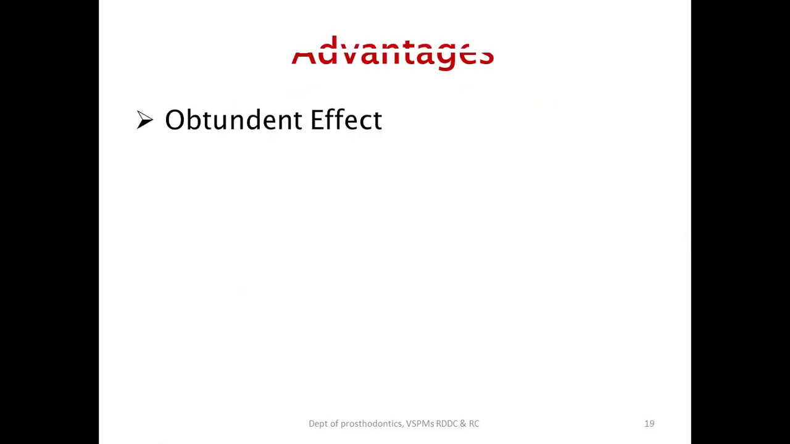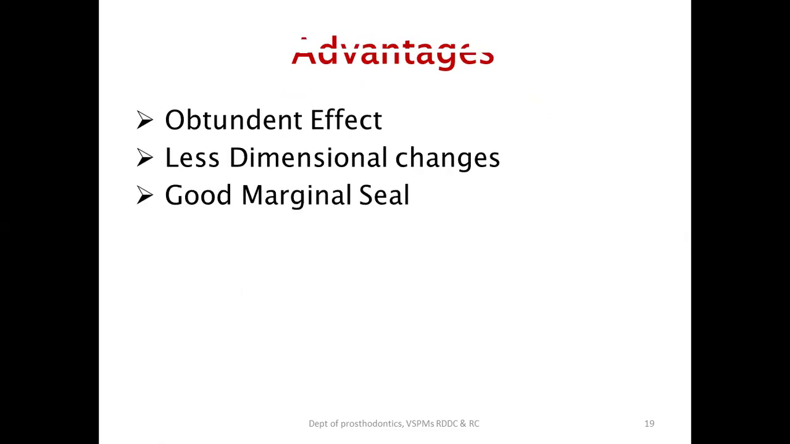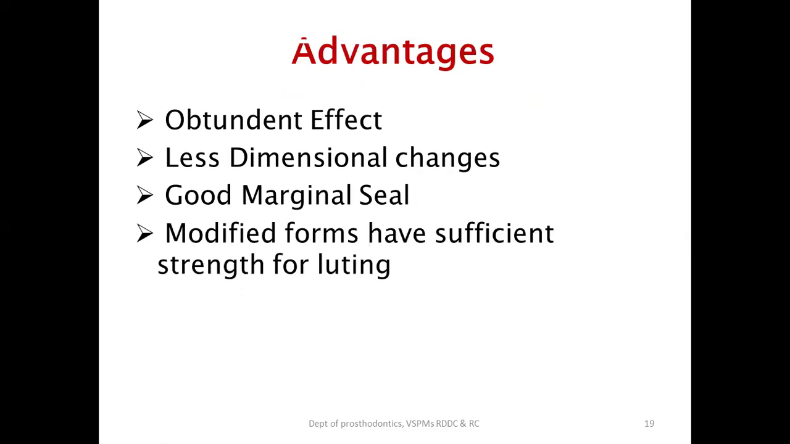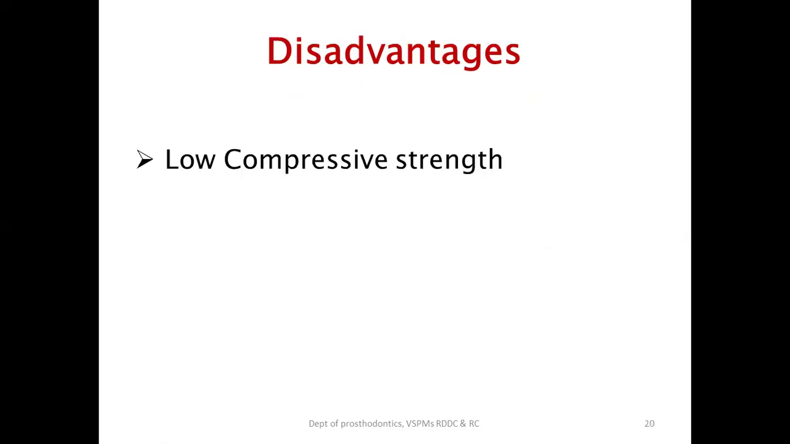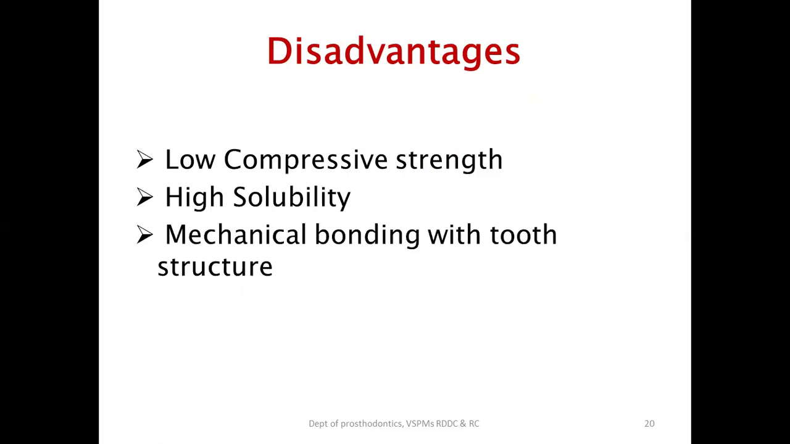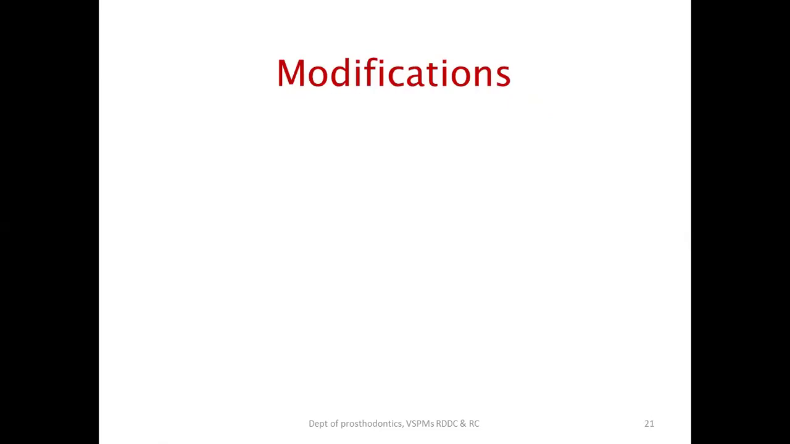So what are the advantages of this cement? It gives you an obtundent effect. It has less dimensional change. It gives you a good marginal seal. The modified forms of this cement have sufficient strength for luting. Now, what are the disadvantages? It has a low compressive strength, it is highly soluble, there is mechanical bonding with the tooth structure and no chemical bonding, and it is not anticariogenic. So these are all the disadvantages of the cement.